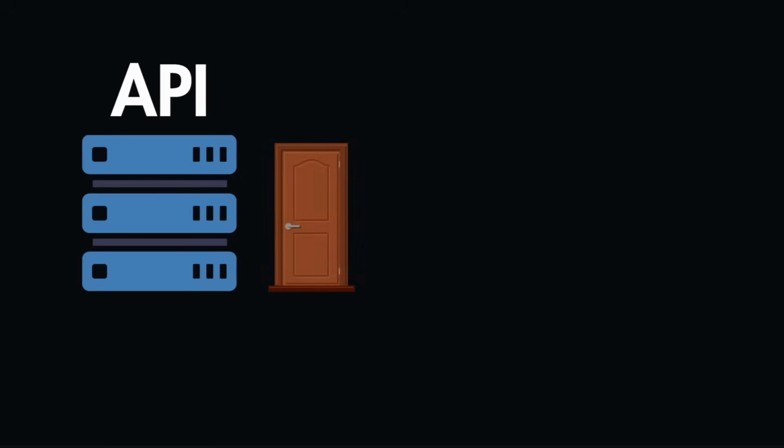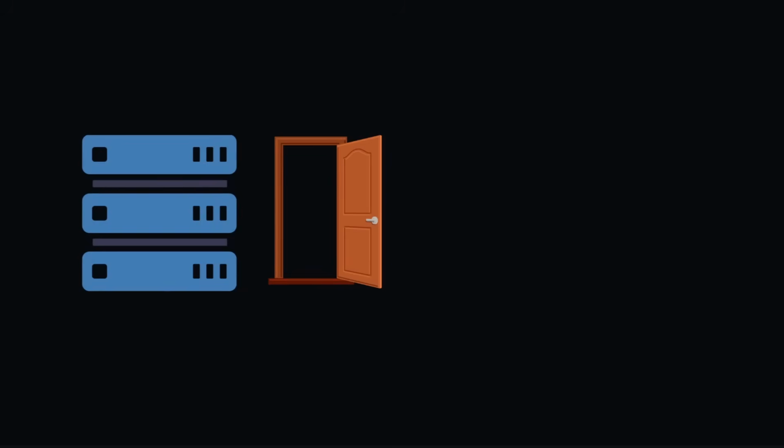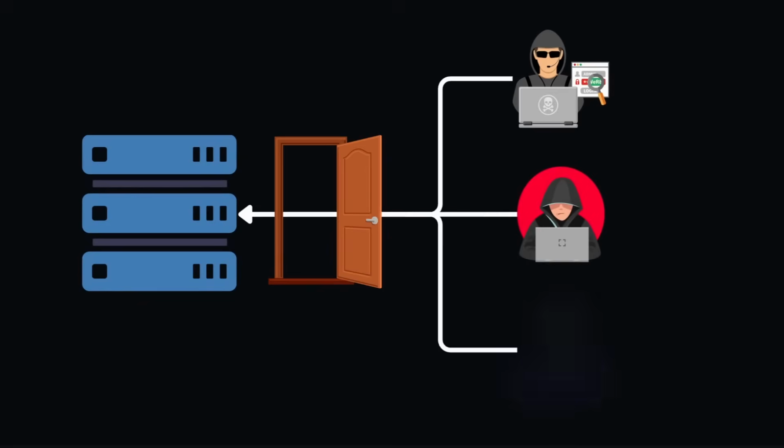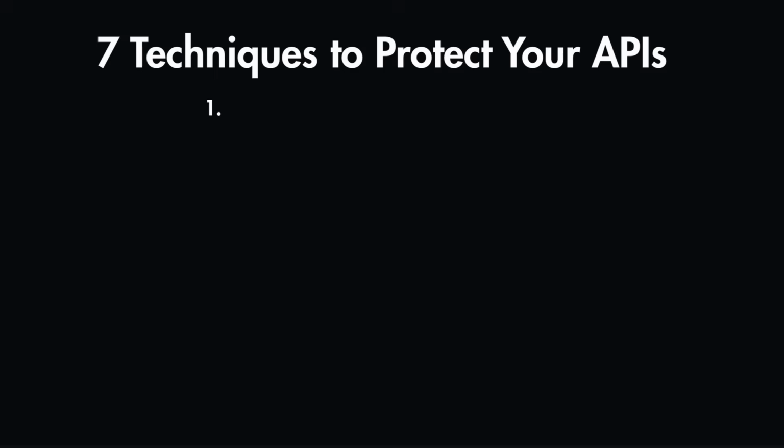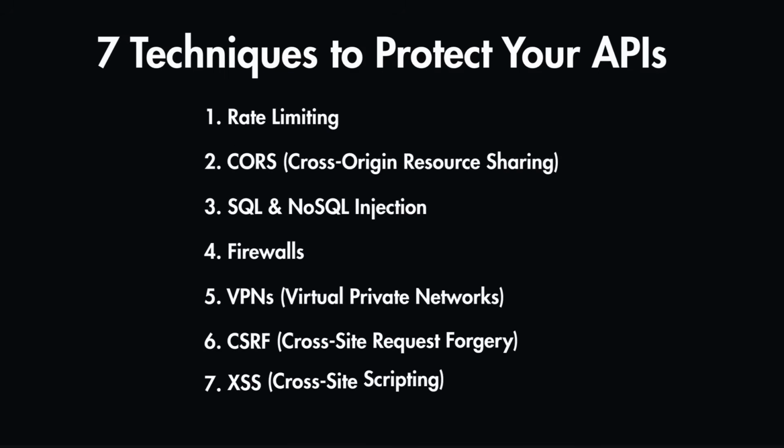APIs are like doors into your system. If you leave them unprotected, then attackers and anyone can walk right in and do whatever they want with your user data and overall the system. That's why in today's video we'll look at 7 proven techniques which will help you to protect your APIs from unwanted attacks.